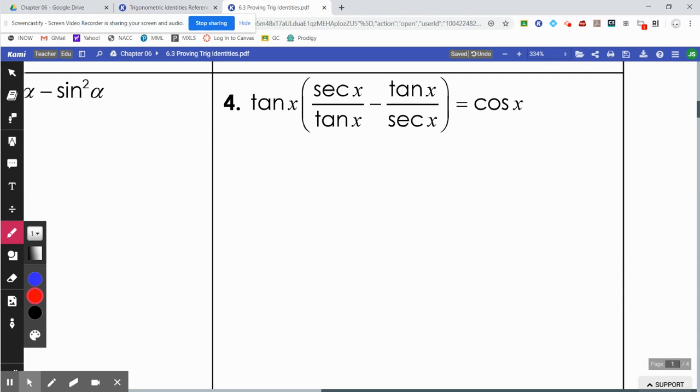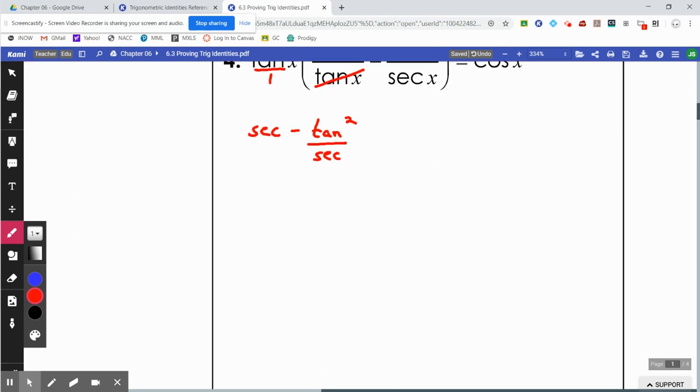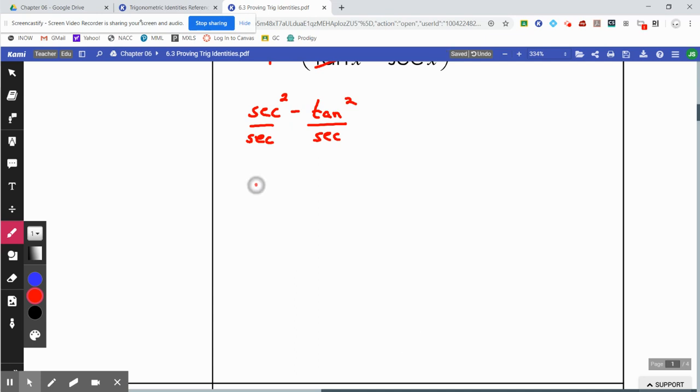The next one, tangent. Now this one looks pretty different. I'm going to distribute maybe my tangent to both of these. Tangent over 1, when I multiply it times the first one, the tangents will cancel and leaves me with just secant. When I multiply it by the second one, I have tangent times tangent, which will be tangent squared over secant. I'm going to find a common denominator here to where I can add these together. So I'm going to multiply top and bottom by secant. So I now have secant squared on top and just plain secant on bottom.